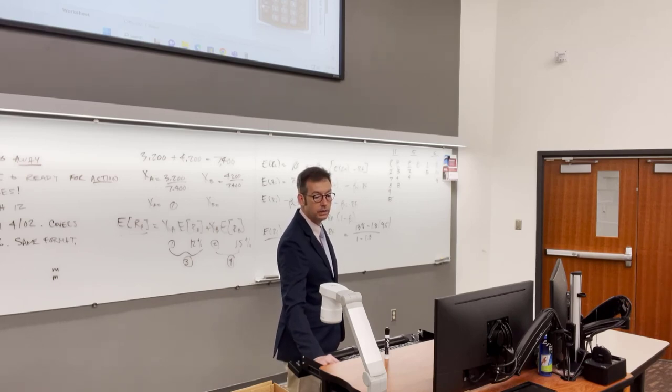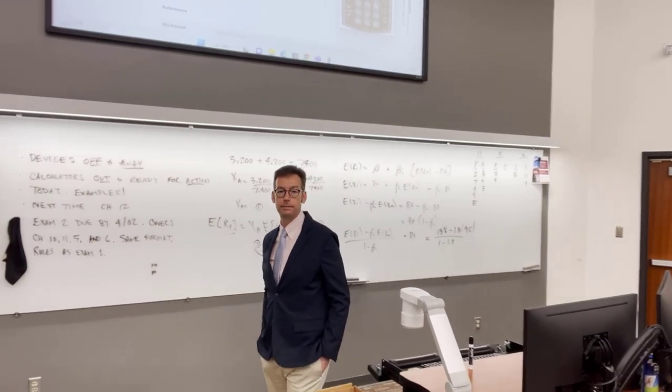Divide by recall 2, right? That's where I stored that. And that gives me 5.125, and they say 5.13.